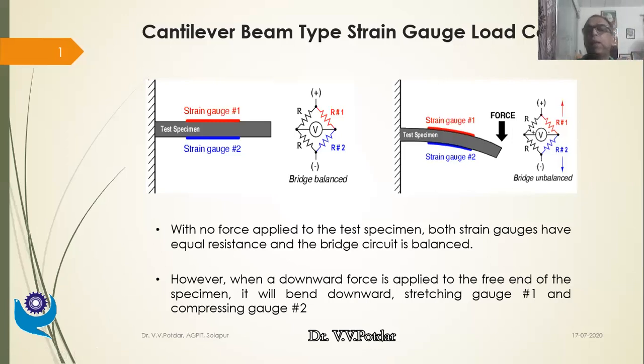You can go back to the last lecture and just make a note of it. For a 2-arm bridge, V naught, the output voltage, upon Vn, or delta V upon Vn, is equal to 1/2 gauge factor into epsilon, isn't it?